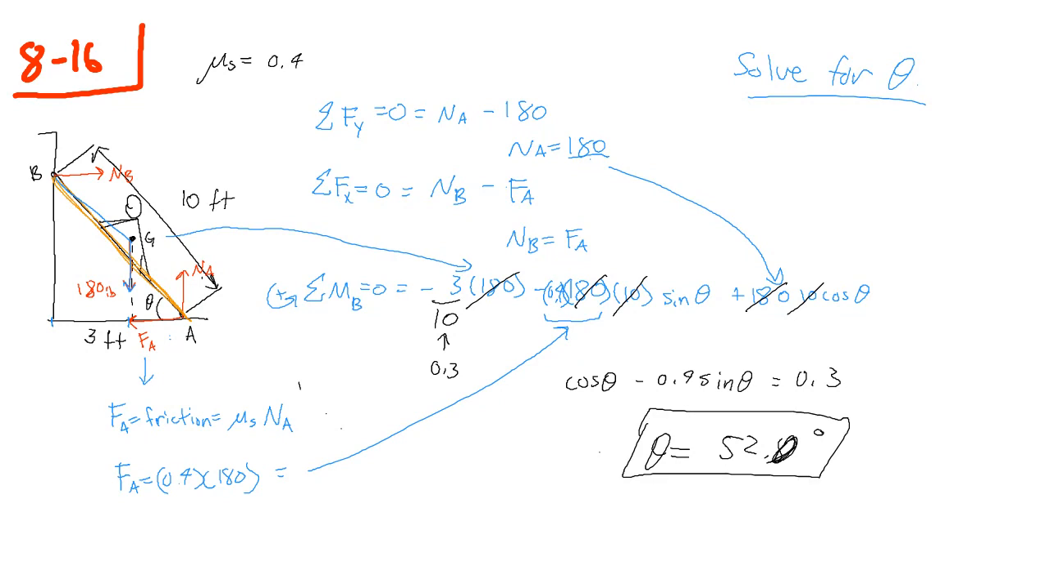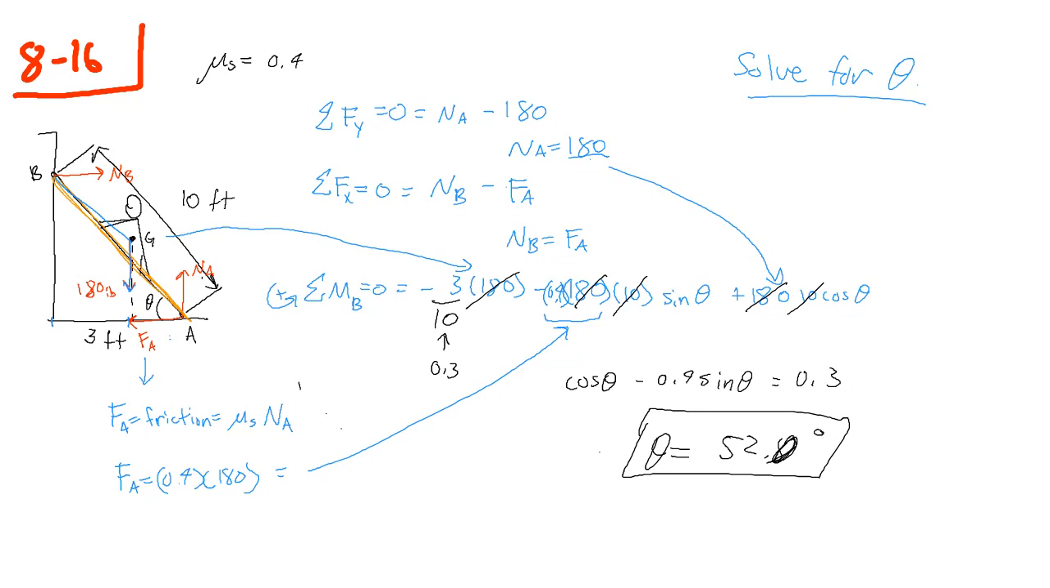Okay, that sounds about right. So basically, as he walks up this ladder, once that angle hits 52 degrees, if he steps up any further, the ladder is going to start to basically slide back this way. Okay. Cool. That wasn't so bad.